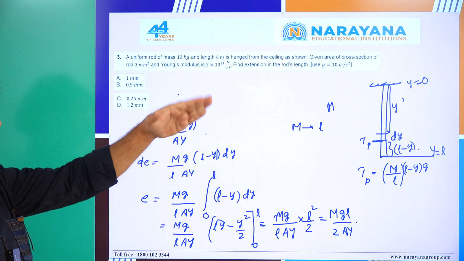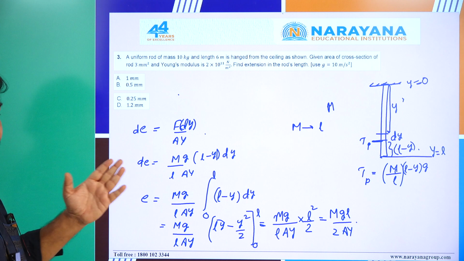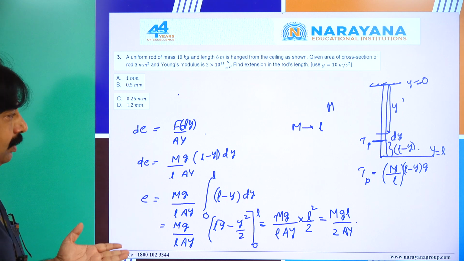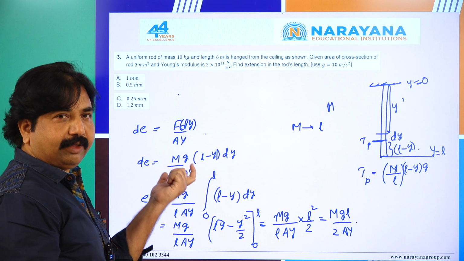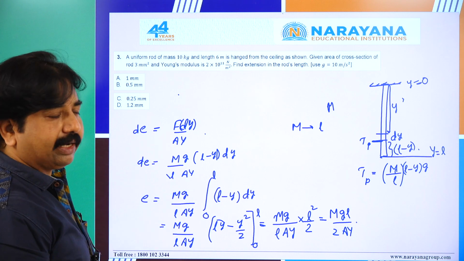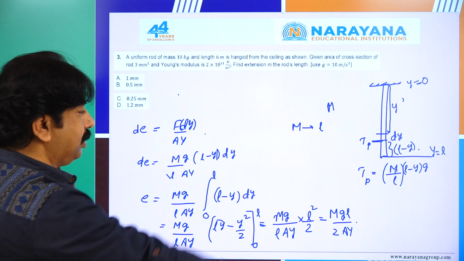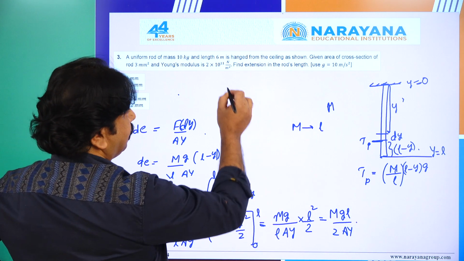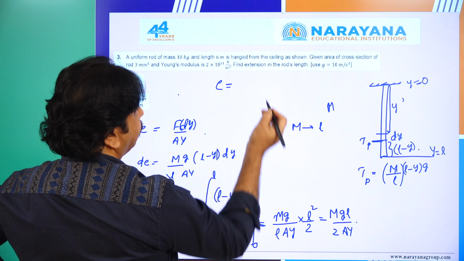Actually this is the integration process. Instead of this, you can also write directly: due to its own weight, the force can be considered in such a way that instead of F you can directly write mg by 2. Now just substitute the values and find the remaining quantity.